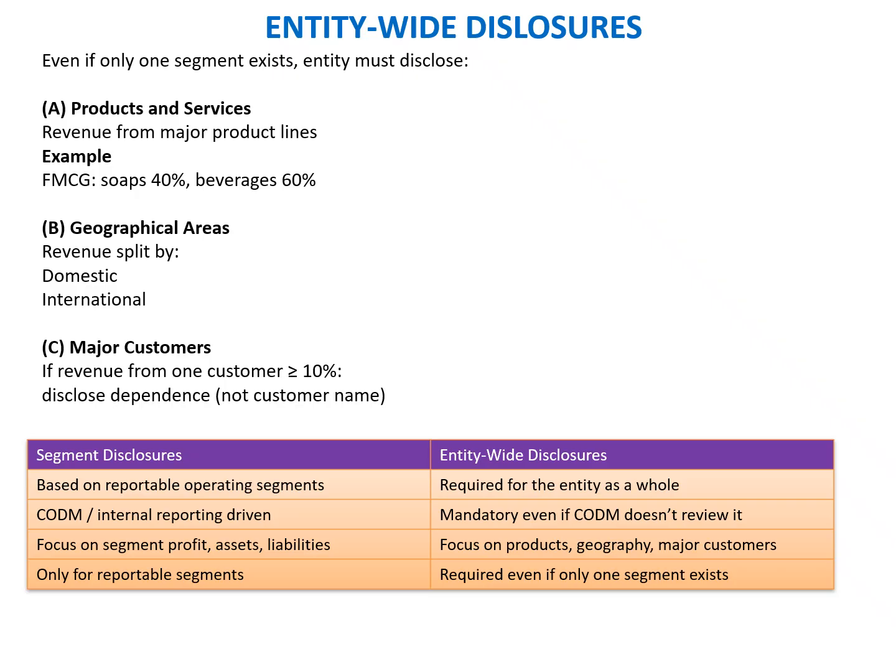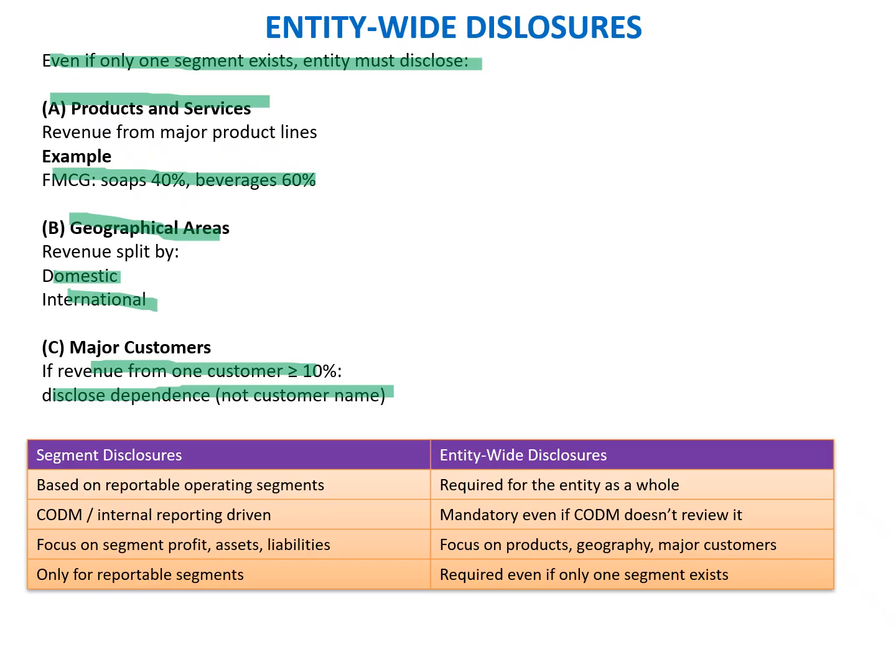Okay, now we'll talk about entity-wide disclosures. While we have discussed that there are certain segment-specific disclosures required as a part of Ind AS 108, there are also certain entity-wide disclosures which are mandatory. Even if only one segment exists, the entity must disclose product and services, revenue from major product lines, for example FMCG soaps 40% and beverages 60%, geographical areas, revenue split by domestic and international, and major customers. If revenue from one customer is greater than or equal to 10%, disclose the dependence, not the customer name.